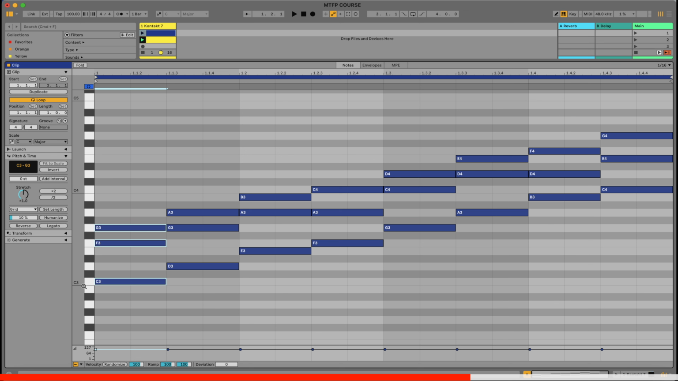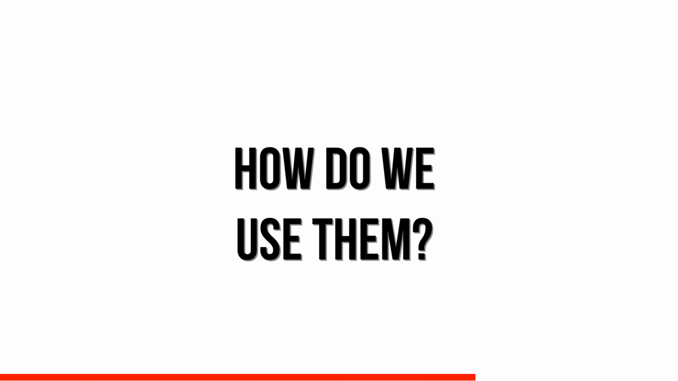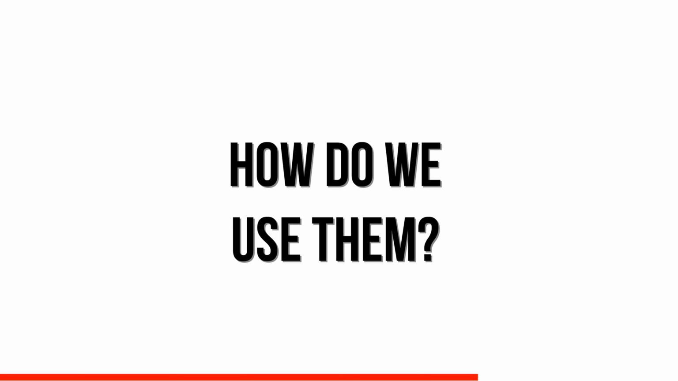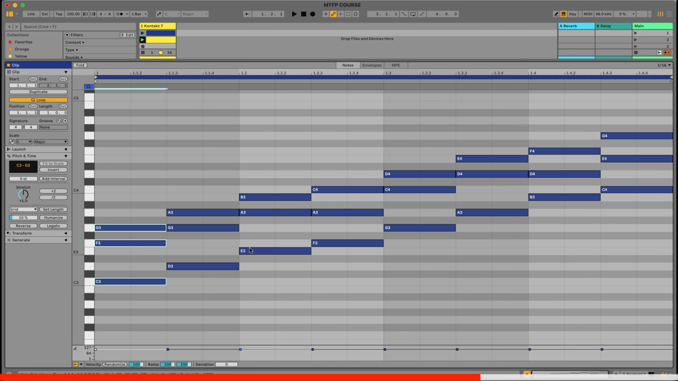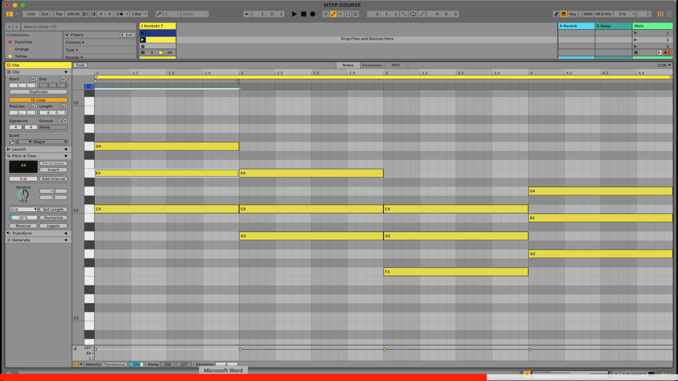Well, now that we know what sus2 and sus4 chords are, the next big question is, how do we use them? Well, first things first, sus chords can be applied at any point within a chord progression, but do not overdo it. These chords are most effective when you use them sparingly, such as changing only maybe one or two chords within the progression.